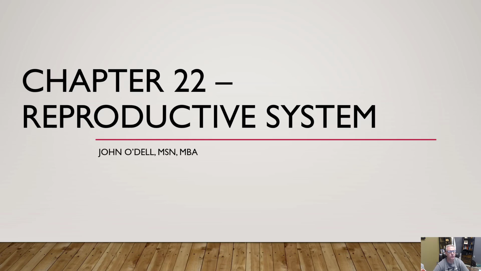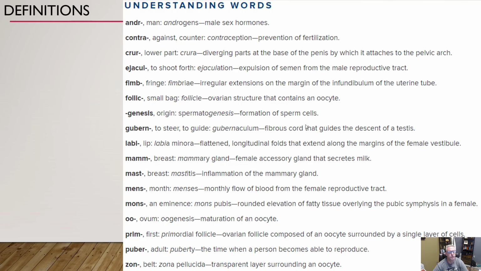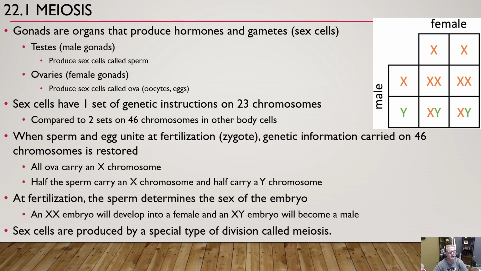All right, hello everyone. We will be covering chapter 22 today, which is the reproductive system. It's our last chapter in AMP2. All right, so here are some roots, prefixes, and suffixes that you will need to learn for this chapter. I'll read those to you. Some of them you'll already know, some of them you won't. All right, so let's get right into it.